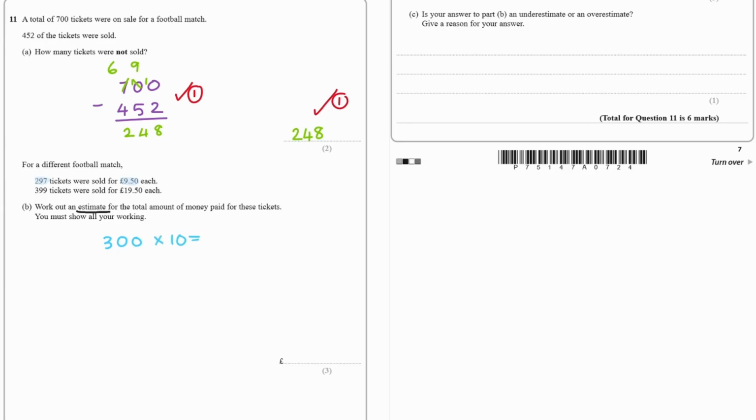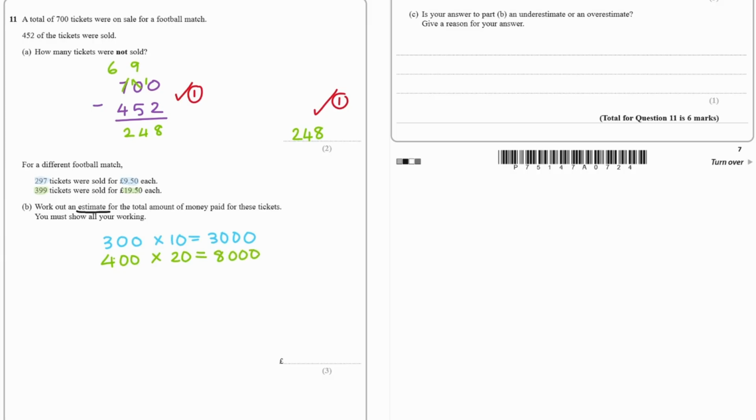300 times 10 would give us 3,000. The second set of tickets that was sold was 399 tickets. So if we round that to the nearest 100, that becomes 400. And these were sold for £19.50. And if we round that to the nearest whole number, that becomes 20. 400 times 20 gives us 8,000.